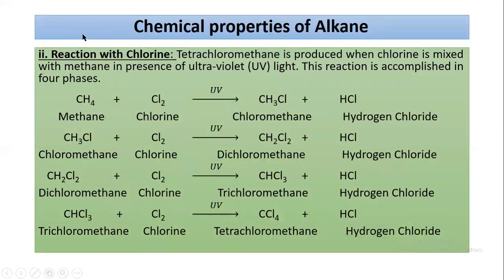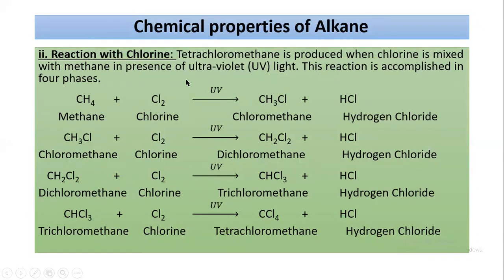This is the characteristic reaction of alkane, halogen substitution reaction. Halogen substitution reaction is the characteristic reaction, the main reaction of alkane. Here, tetrachloromethane is produced when chlorine is mixed with methane in presence of sunlight or ultraviolet light or UV light.